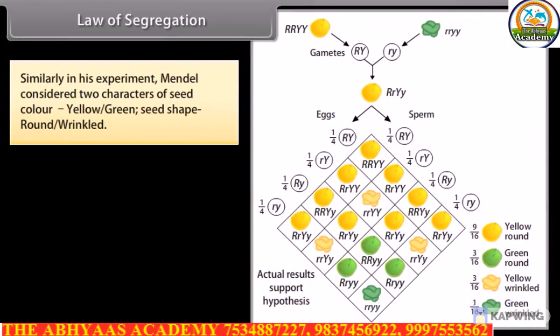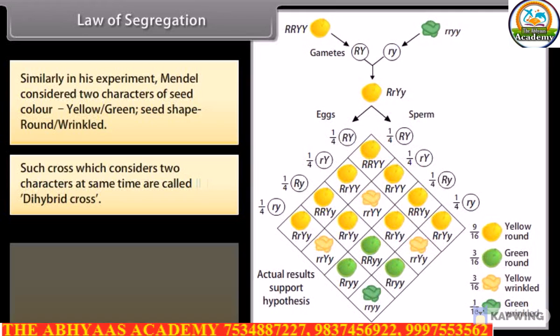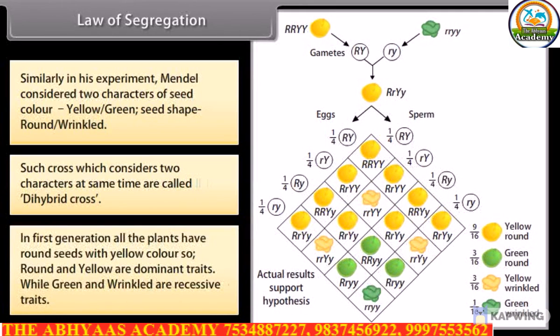Similarly, in his experiment, Mendel considered two characters of seed color, yellow, green, and seed shape, round, wrinkled. Such cross which considers two characters at the same time is called Dihybrid Cross. In first generation, all the plants have round seeds with yellow color. So, round and yellow are dominant traits, while green and wrinkled are recessive traits.